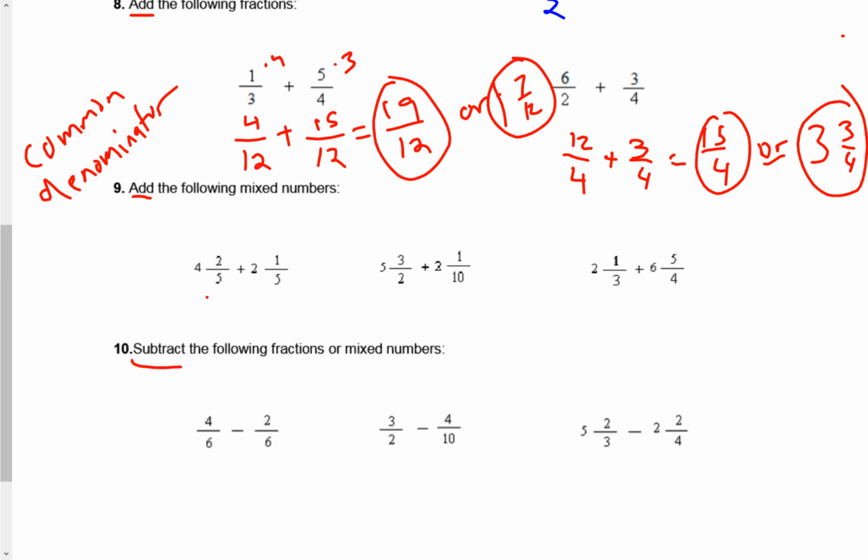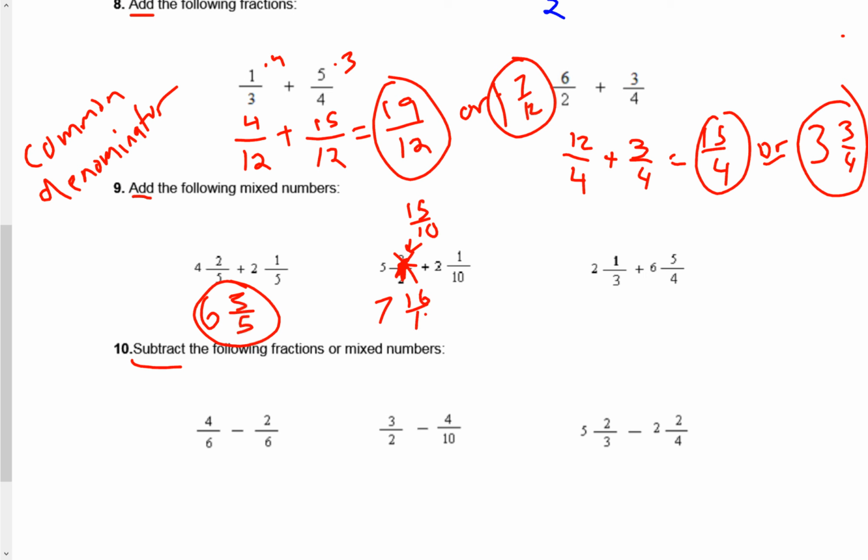6 for the whole number. 2/5 plus 1/5 is 3/5. Next one. I'm changing this by multiplying by 5, so I get 15 tenths. So 5 and 2 makes 7. 15 and 1 makes 16 tenths.